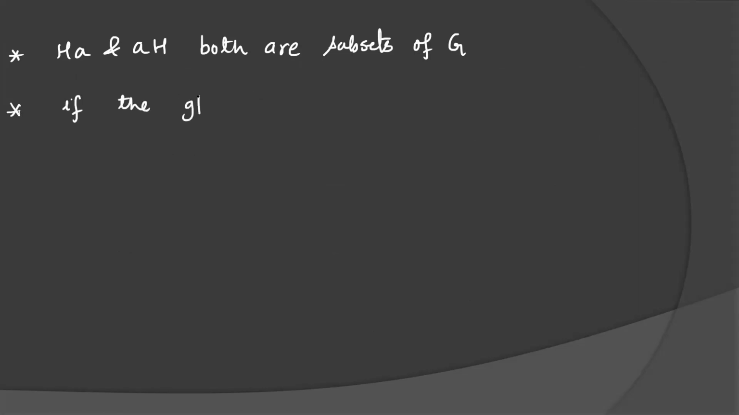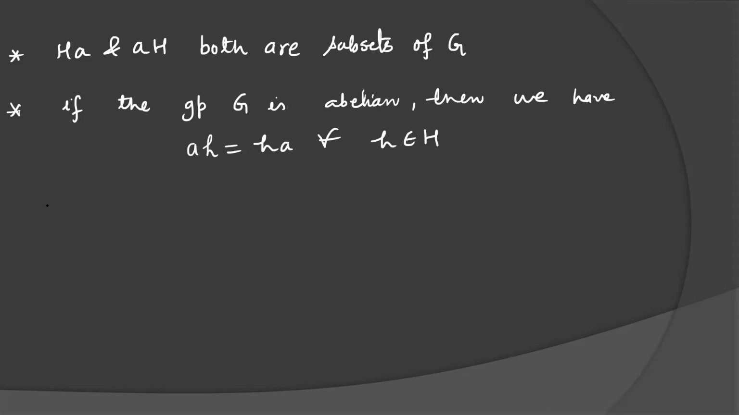We have some remarks here. HA and AH are both subsets of G. Next point: if the group G is abelian, then we have AH equal to HA for every H belonging to capital H. This implies left coset equals right coset, but this holds only when G is abelian.